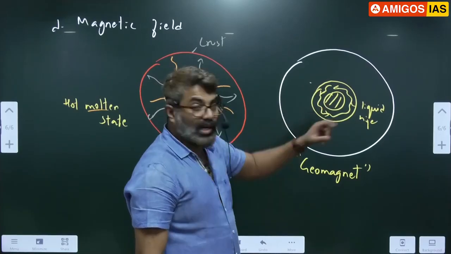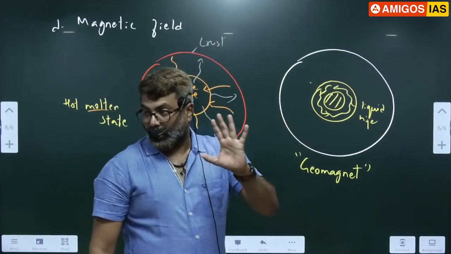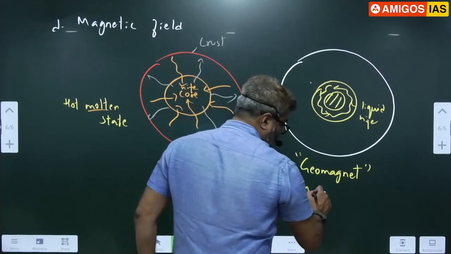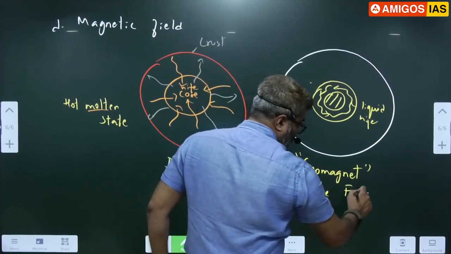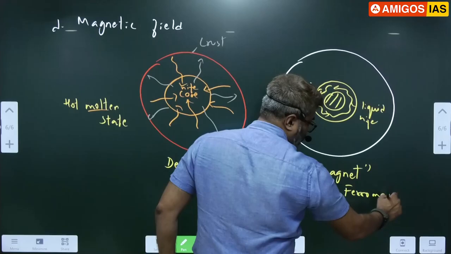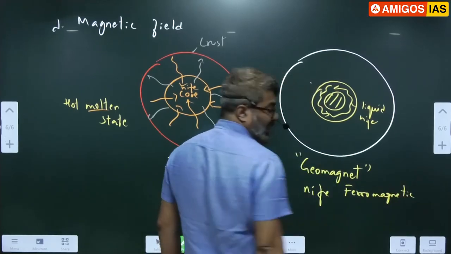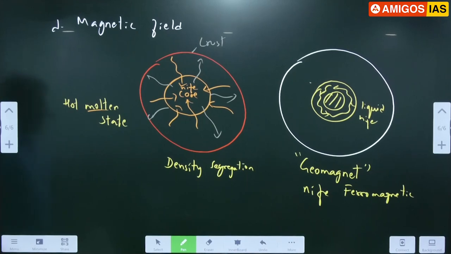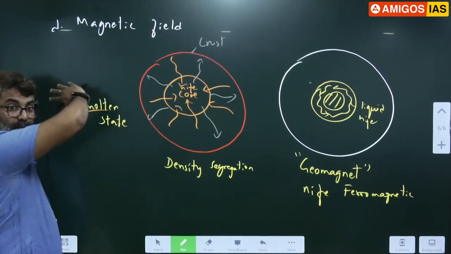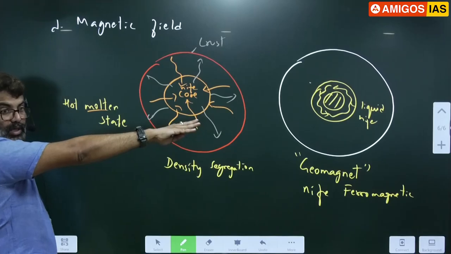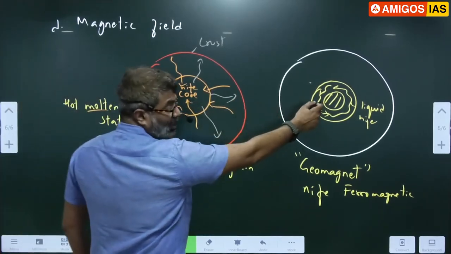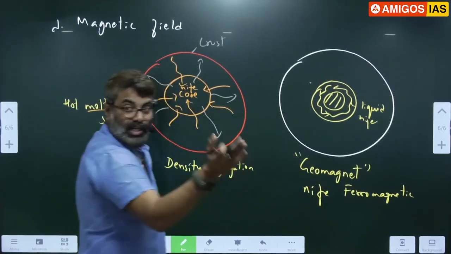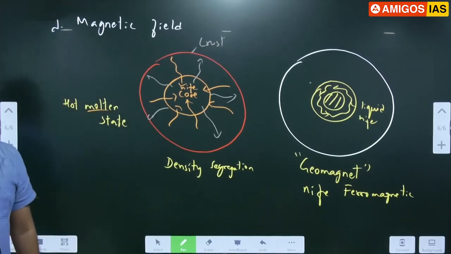Since both iron and nickel are ferromagnetic minerals, they behave like a natural magnet. Done. This we already know because day before yesterday we did this. But now I am telling you why exactly the inner core behaves like a magnet, because yesterday's class we covered what is the outer core and what is the inner core.